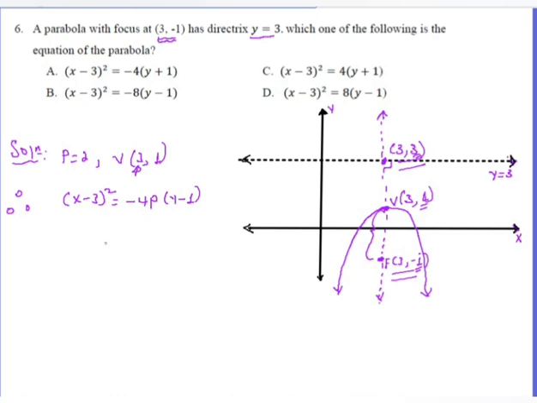So p is already 2, so this becomes minus 8 into y minus 1. So the equation of the parabola with the given directrix and focus is (x minus 3) the whole square equals minus 8 times (y minus 1). So the answer will be B.